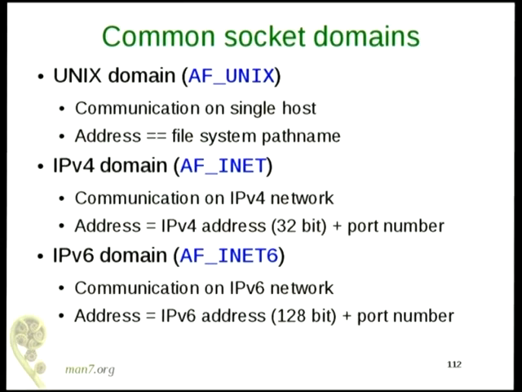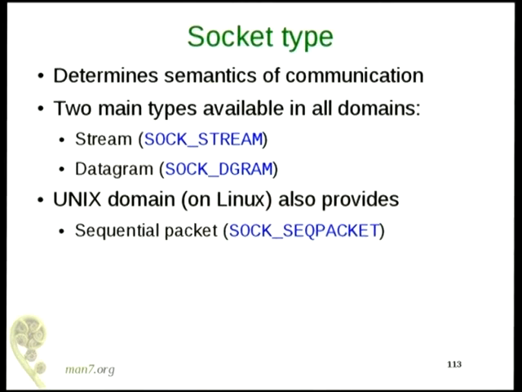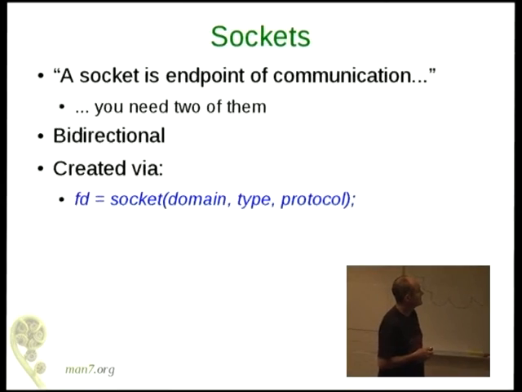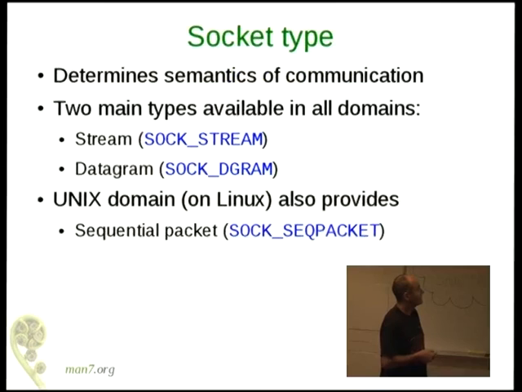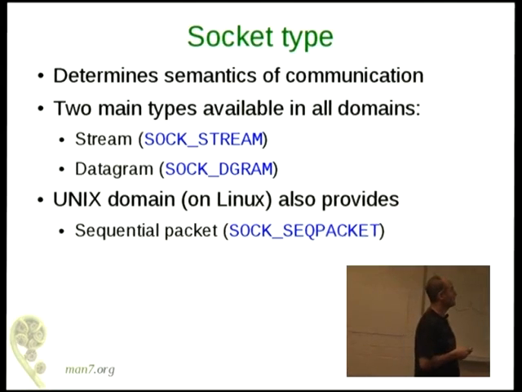IPv6, it's the same idea but across IPv6 networks. 128-bit address this time plus a port number. Now, the other thing that you've got when you create a socket using the socket system call is the type. The type tells you about the semantics of the communication. And you've got 2 main types available. You've got stream sockets, which are byte stream, and you've got datagram sockets, which are message oriented.